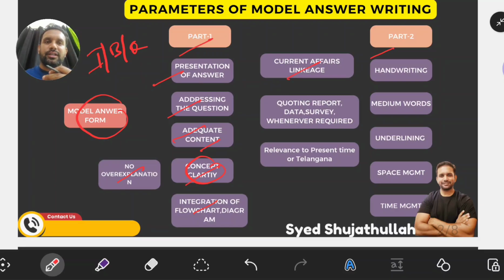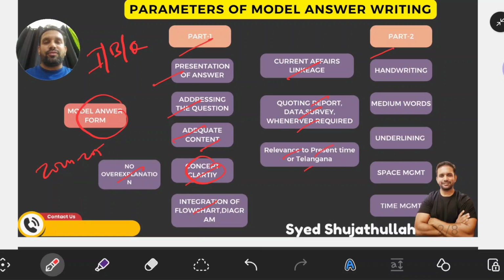If you are writing about INSAT or GSAT communication satellites or navigation satellites, recently we launched another navigation satellite. So if you are given a question in that way, you have to represent the current affairs also. Quote reports, data and surveys whenever required from the Economic Survey. And I have to tell you, my dear students, Economic Survey 2024-25 has a separate chapter on the space sector. So one question from there is very sure.